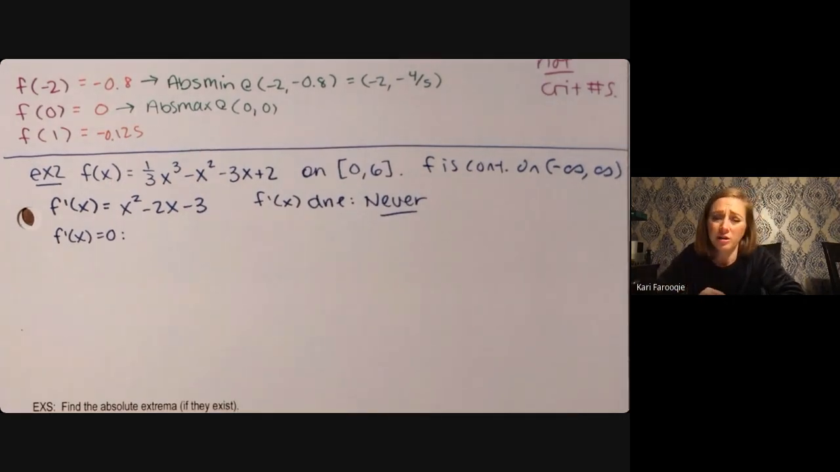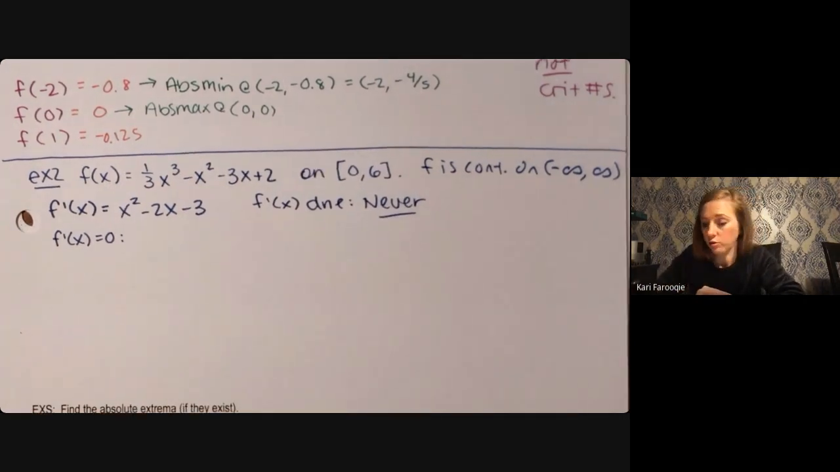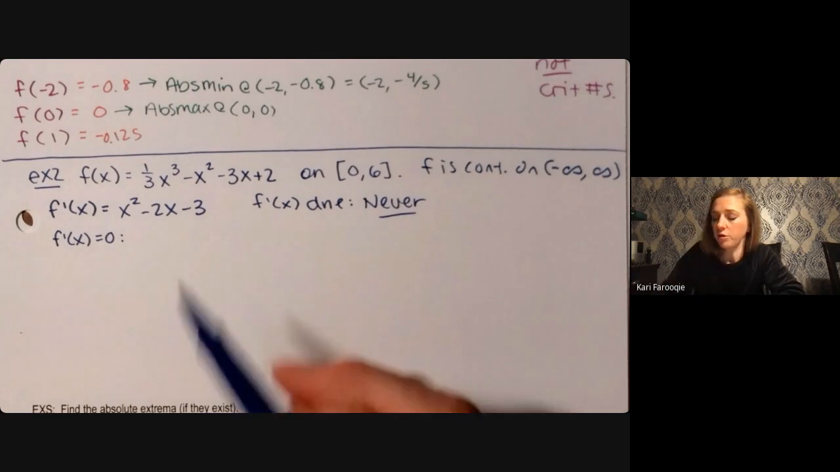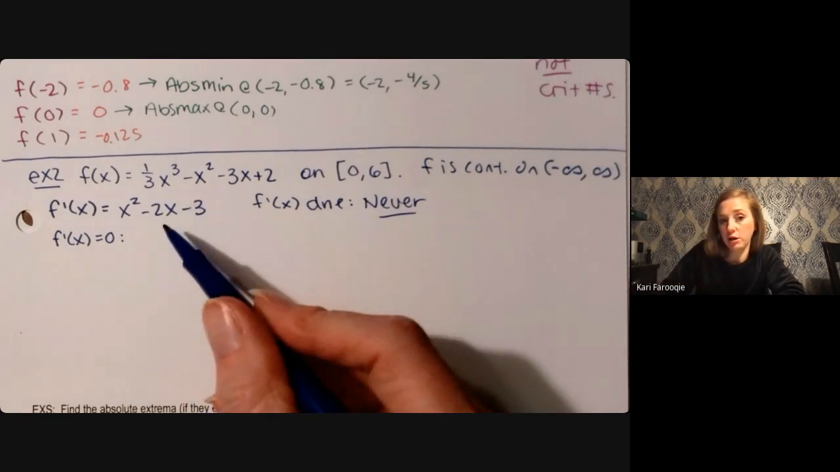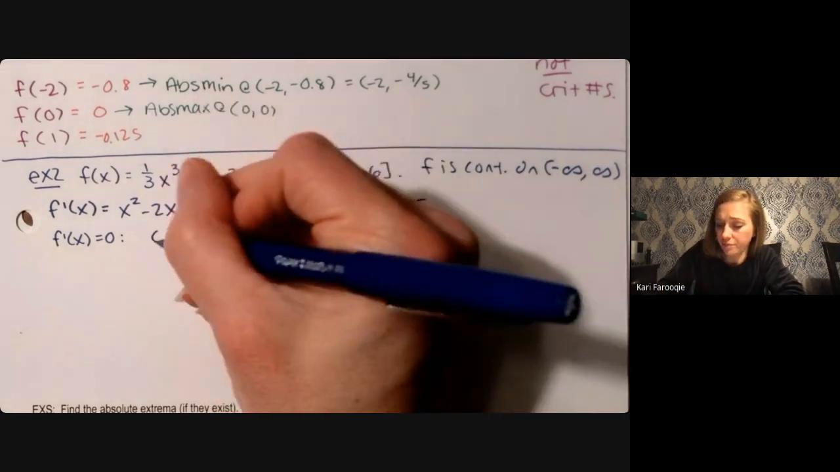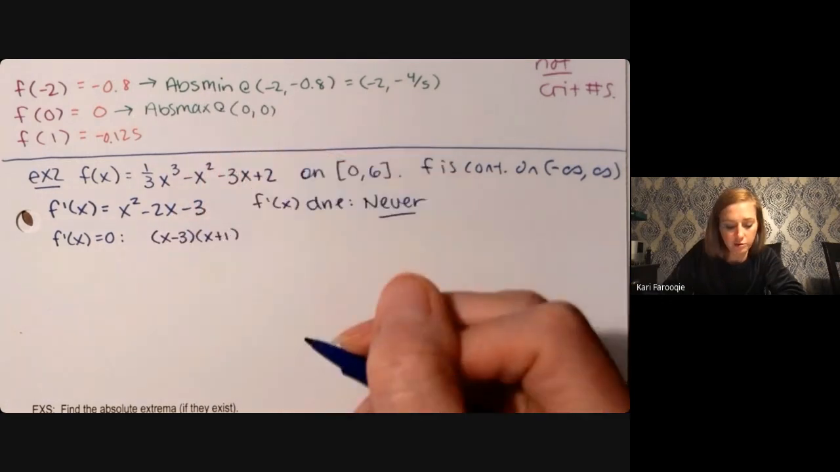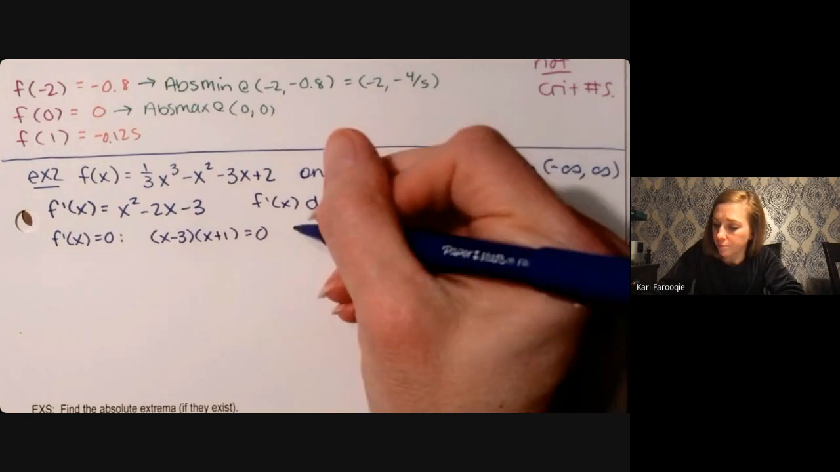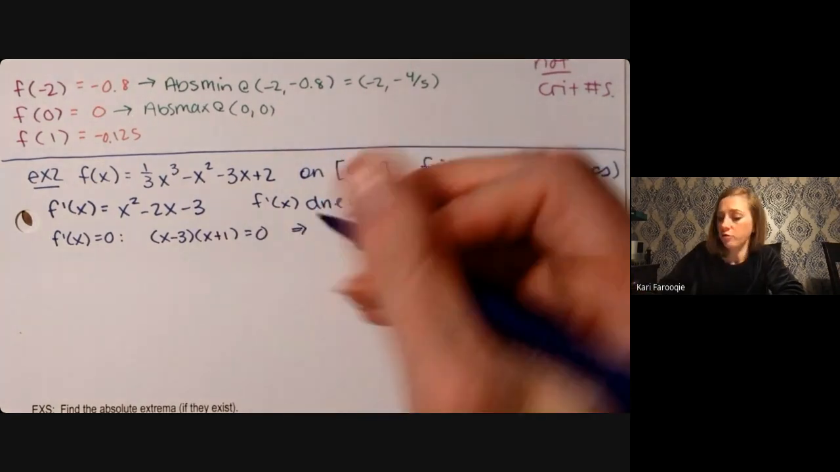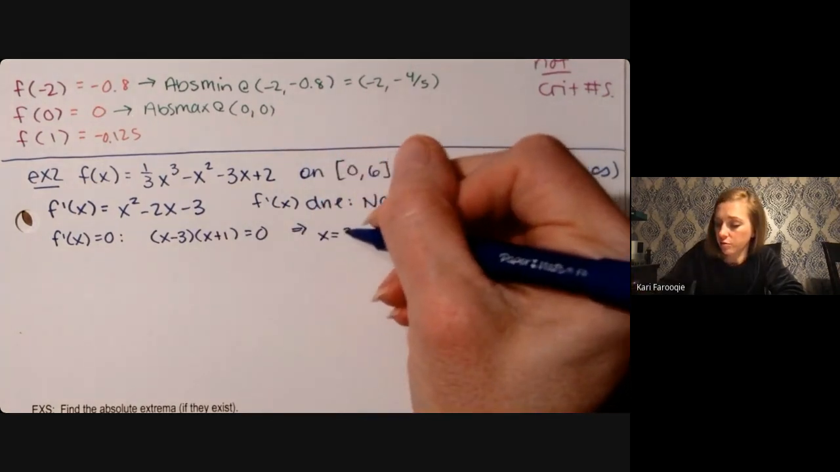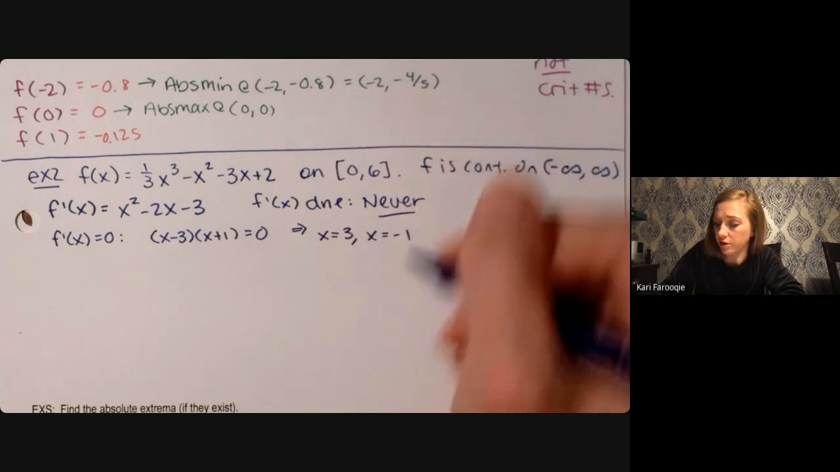Now this is a quadratic equation. In order to solve a quadratic equation set equal to 0, if you can factor it, factor it. Otherwise, use the quadratic formula. So I'm looking for two numbers that multiply to -3 and add to -2. And those values would be -3 and +1. And if that's true, then I know that either x equals 3 or x equals -1.